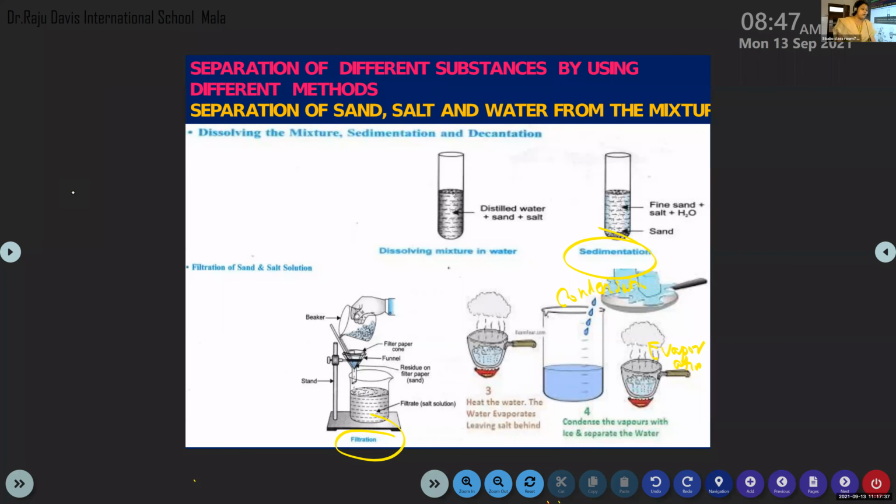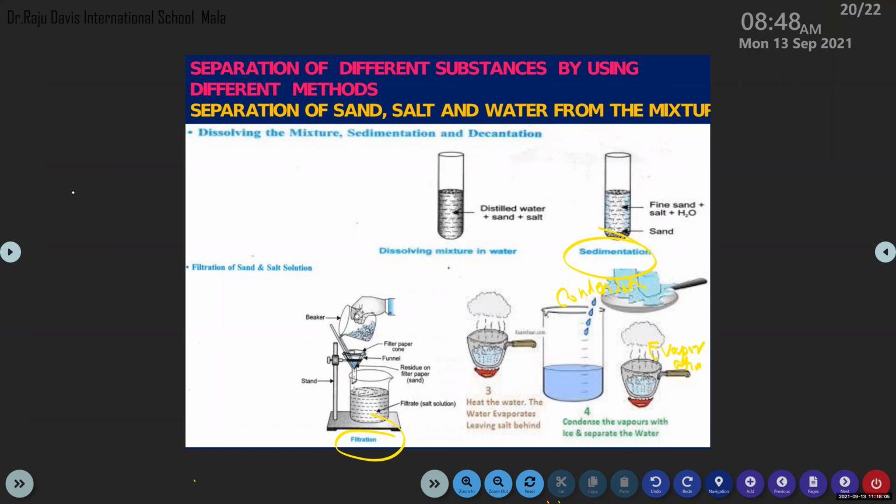So salt and sugar are less dense than water. That's why they mix with the water, or they dissolve in the water. But sand and mud are more dense than water. That is why they undergo sedimentation and filtration. Okay children, so from this what we understand is that water is a universal solvent.